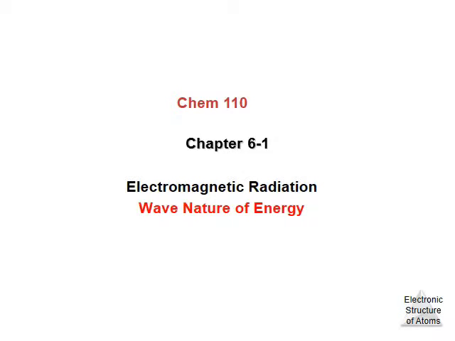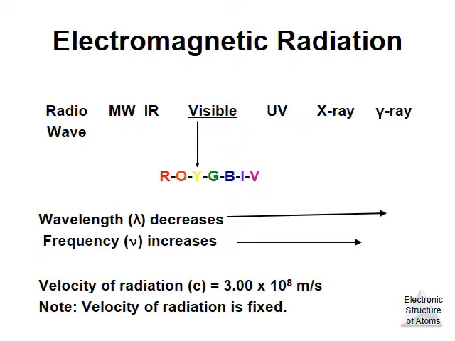In this section of chapter 6, I would like to discuss electromagnetic radiation and the wave nature of energy. Here you're looking at electromagnetic radiation, starting with radio wave, then microwave, the same microwave that we use for heating purposes, infrared, and then visible radiation.